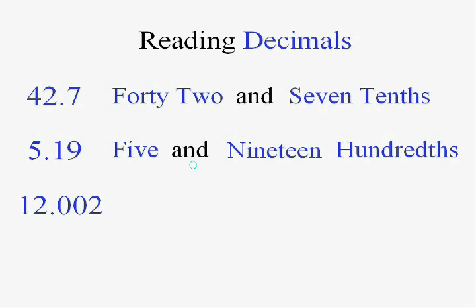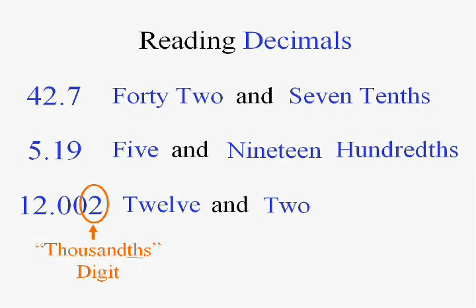This looks tough, but actually it's very easy. This is going to be 12 and, now, how are you going to say that number? Well, you don't need to say the zeros. It's 12 and 2. I'm going to use the rightmost digit value. You are correct, sir. 12 and 2 thousandths.